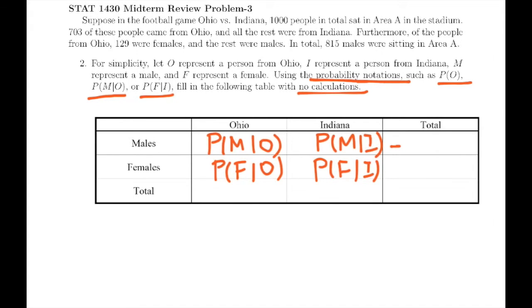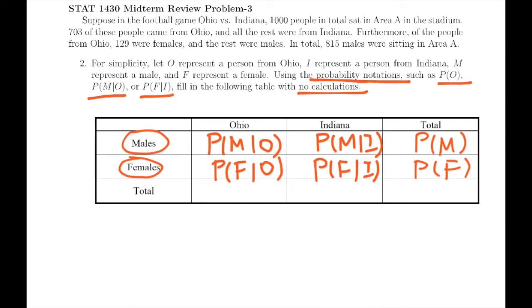Okay, now we look at this box here. This means the total. We don't care where this person comes from, either Ohio or Indiana, but we only care that this person is a male. So basically, this is P(M). That means the probability of a male. And similarly, for this box here, this means the probability that a person is female. That means it is P(F).